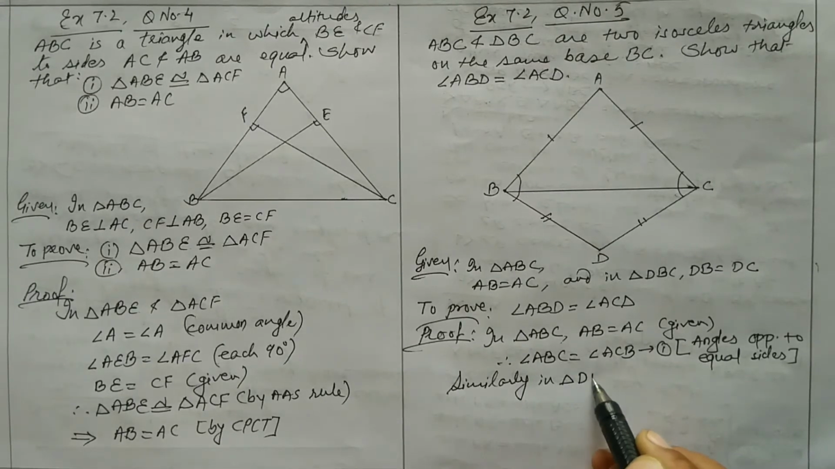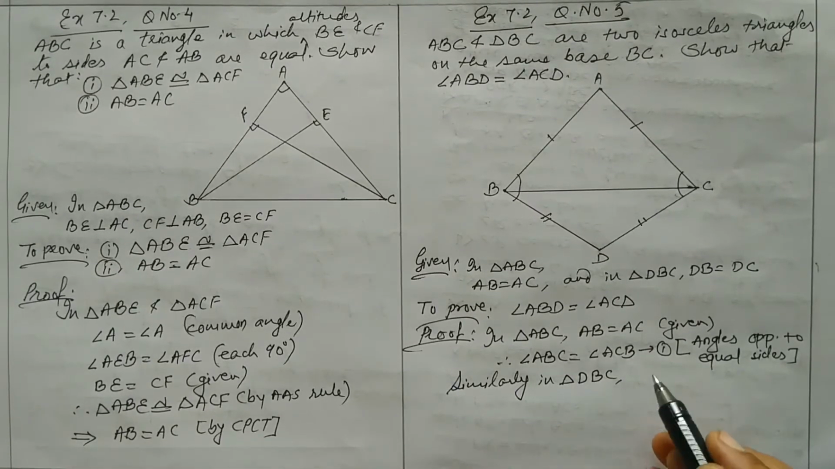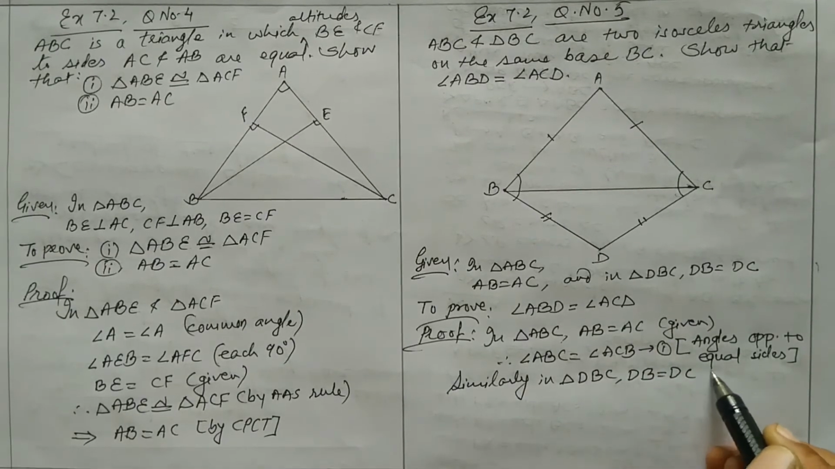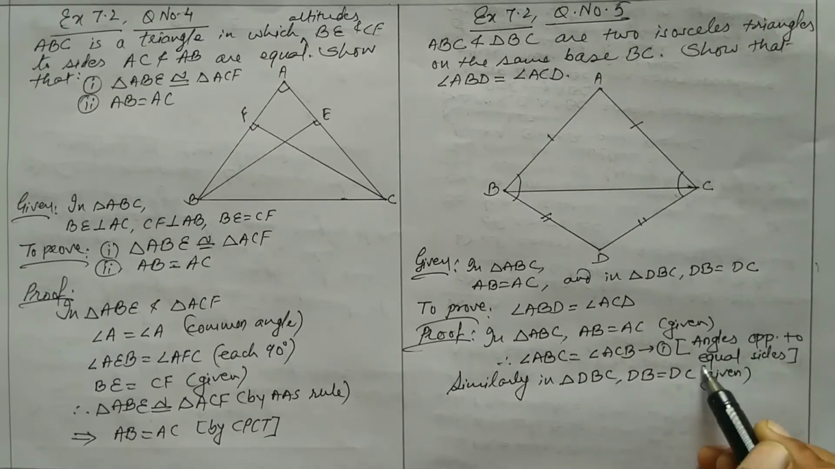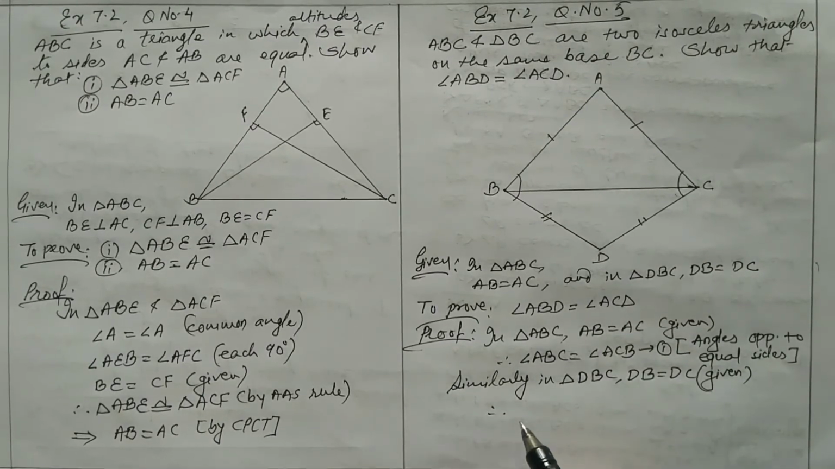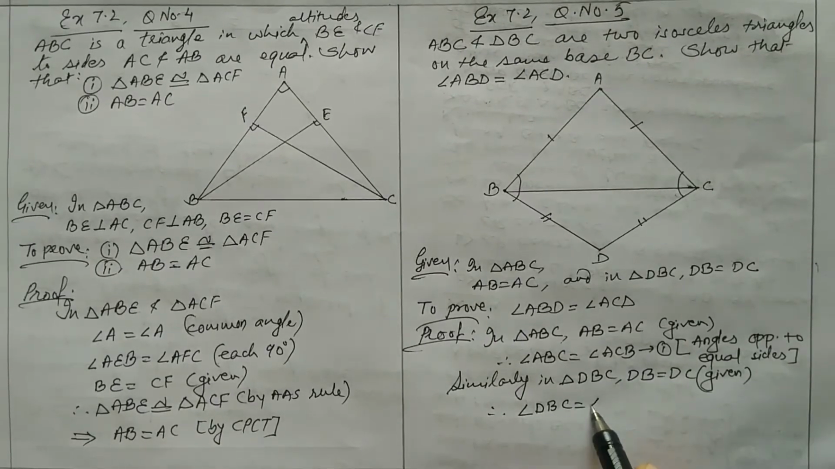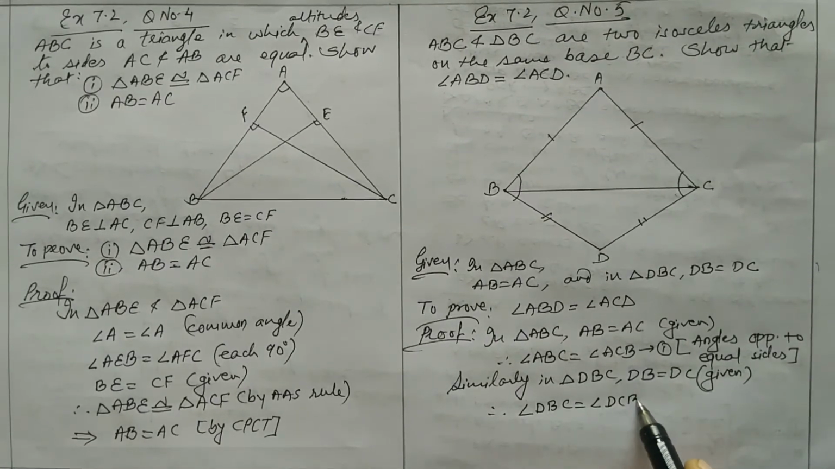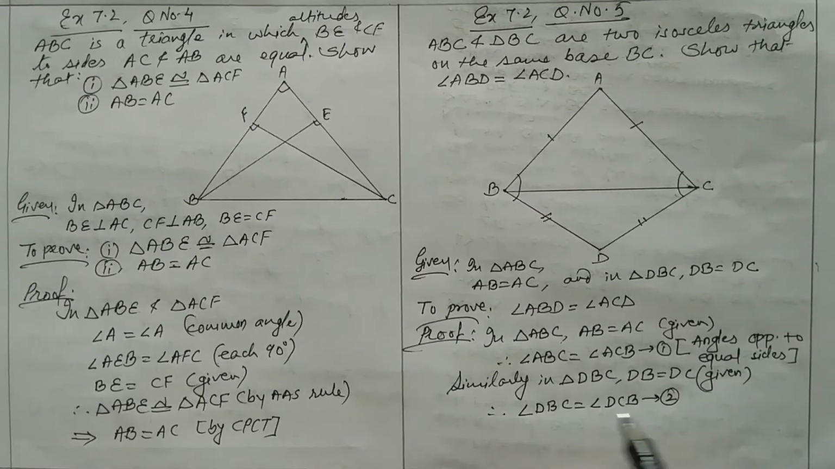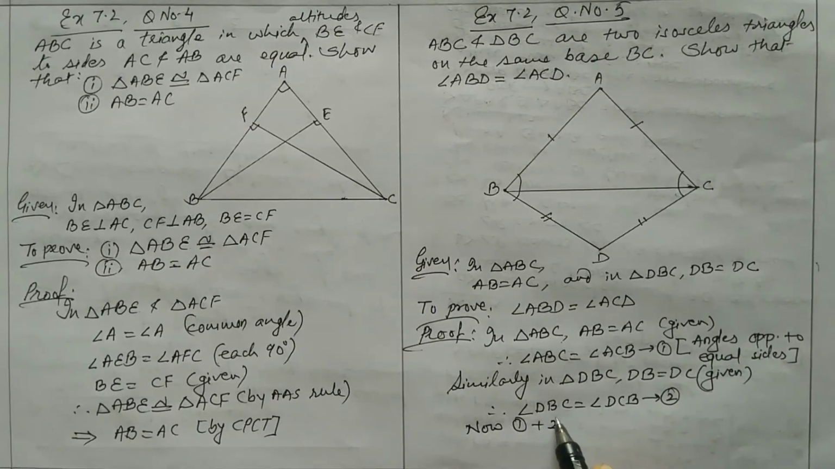Similarly, in triangle DBC, what is given? DB is equal to DC. This is given to us. Therefore, what you are getting? We are getting angle DBC is equal to angle DCB, result number 2. Similarly, no need to write the reason. If you write, it's well and good. Now add 1 and 2.